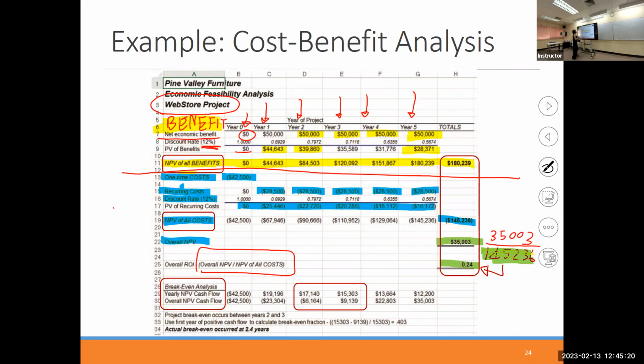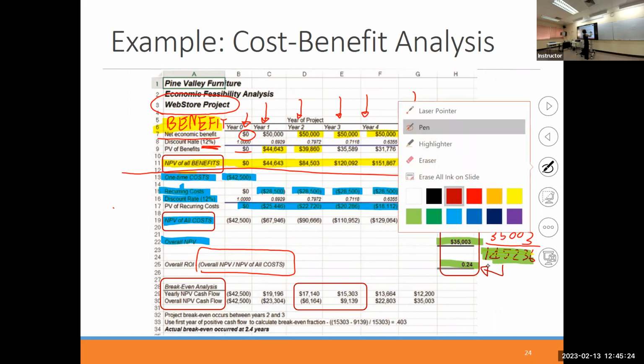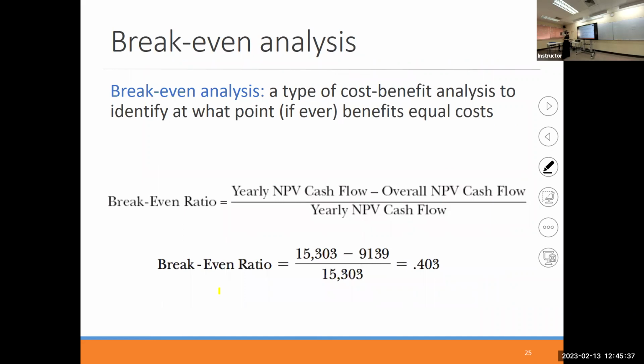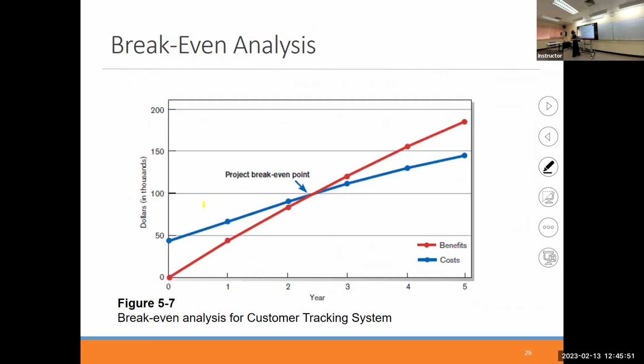Okay. All right, then the next analysis that is important to consider is break even. Break even analysis. I will show you the formula. How do we calculate this, the equation? The break even ratio allows us to calculate that. When we talk about break even, if we plot a graph, it will be easy to see. That means this is the benefit, the green, the red one, the benefit.